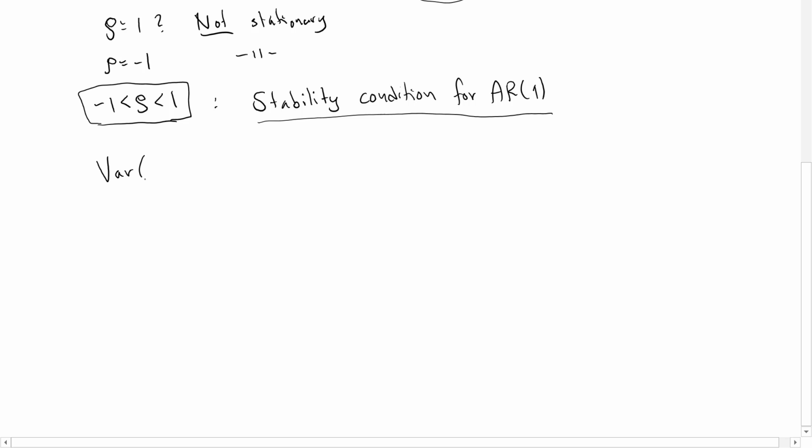The variance of yt is equal to the variance of beta 1 plus rho yt minus 1 plus epsilon t. Now I can take the variance inside. The variance of a constant is just 0, so that's not going to do anything. Then I have the variance of this term.